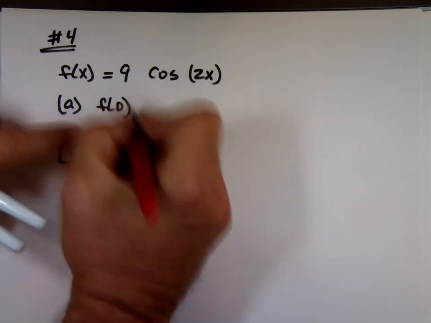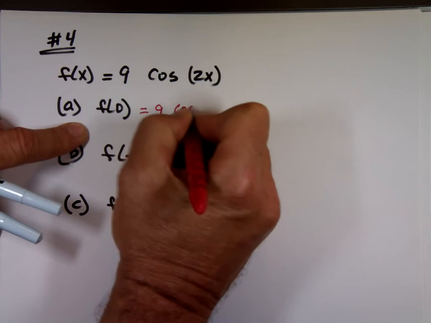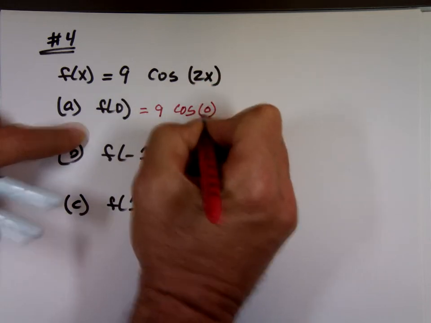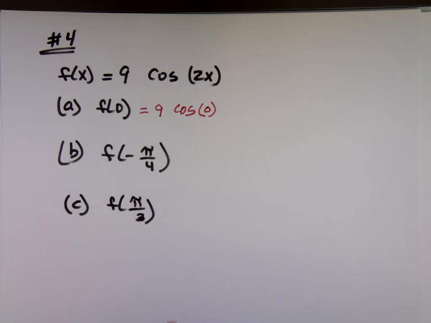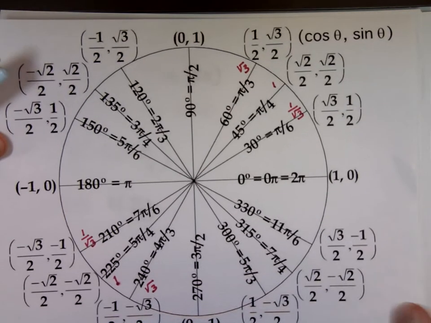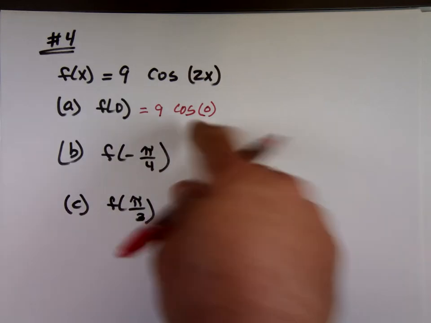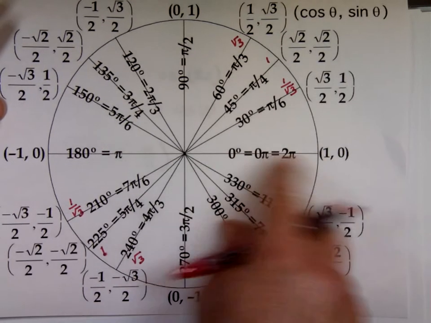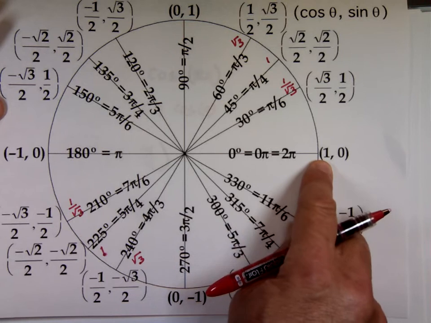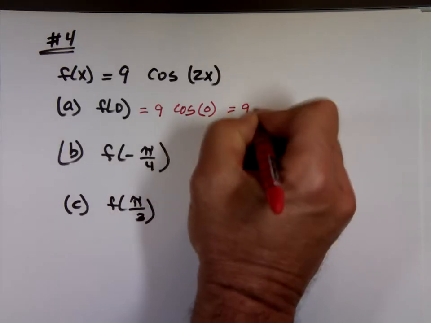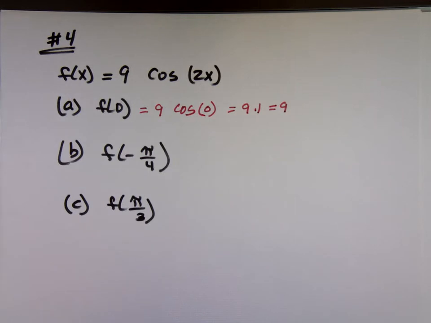Replace x with 0. What are you going to have? 9 times cosine. What's 2 times 0? 0. Go to your unit circle. In case you forgot it, hopefully you printed one from Google. If you don't have one, go to Google, write unit circle, and you'll see a stack of them. Have one handy. Makes life easy. Cosine of 0. This is the 0. What's the cosine of 0? Is it 1? Cosine is the first number. It's 1. So that'll be 9 times 1, which is 9. Next one.